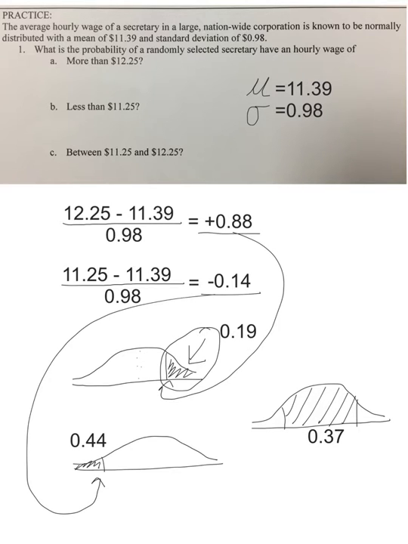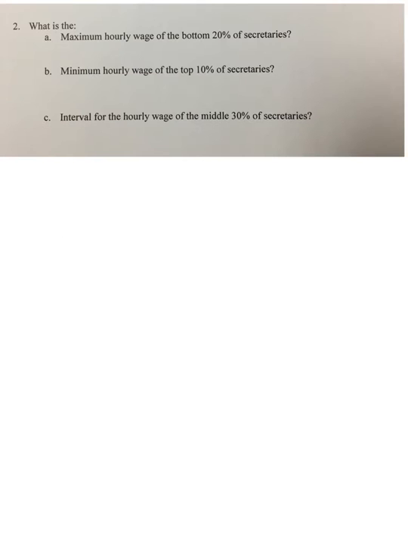So let's look at an example where we have the percentage, or the probability, and we're trying to work backwards. So now in this scenario, we're still dealing with the secretaries from before. So we still have the exact same mean and the exact same standard deviation. So let's put them down. And now we're going to focus on that inverse norm that we talked about yesterday.